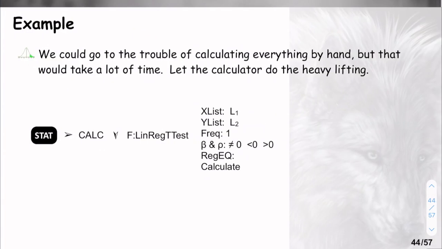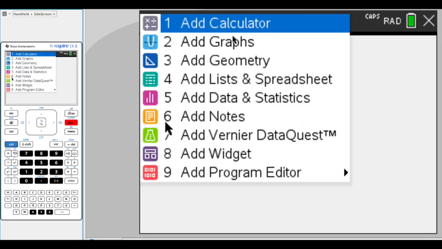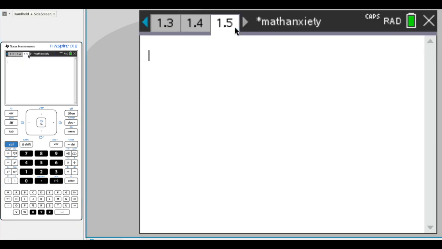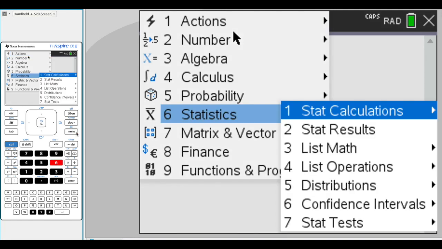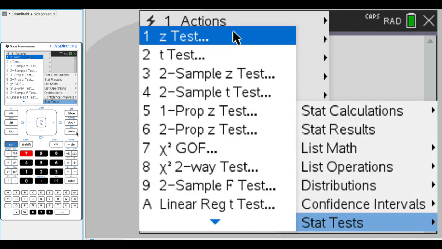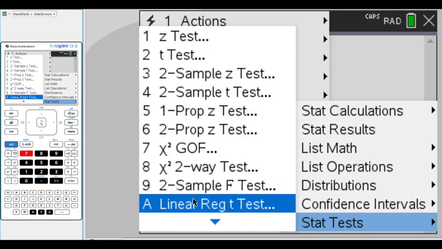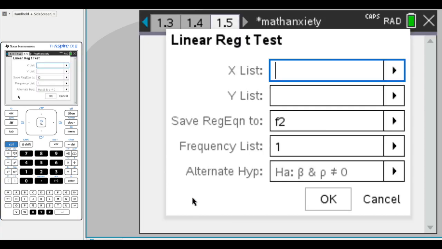So we could go to the trouble of calculating everything by hand, but that would take a lot of time, so let's just go to our calculator. So again, we get control doc, and we're going to add a calculator here. And now, since we're doing a test, we go menu, 6, and then 7 for stats tests. And now we're going into this linear regression t-test.